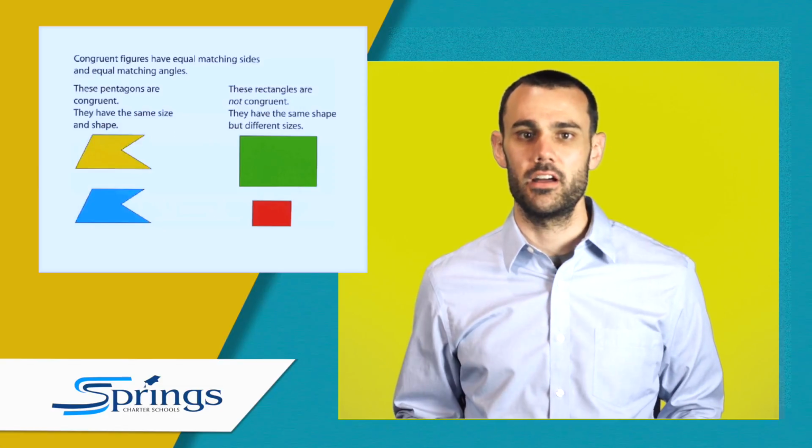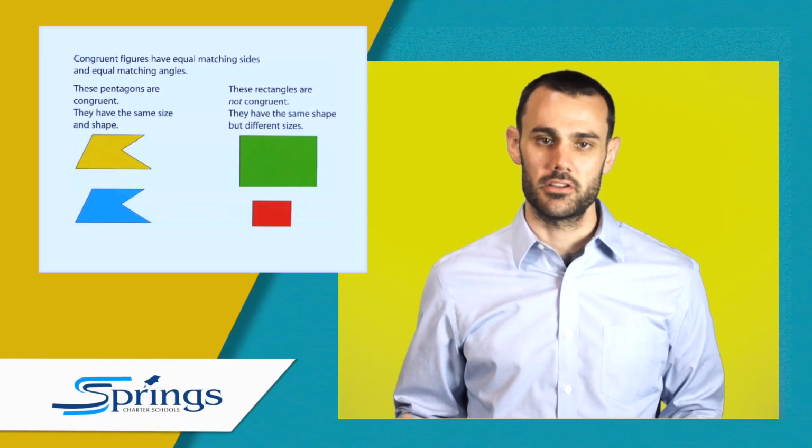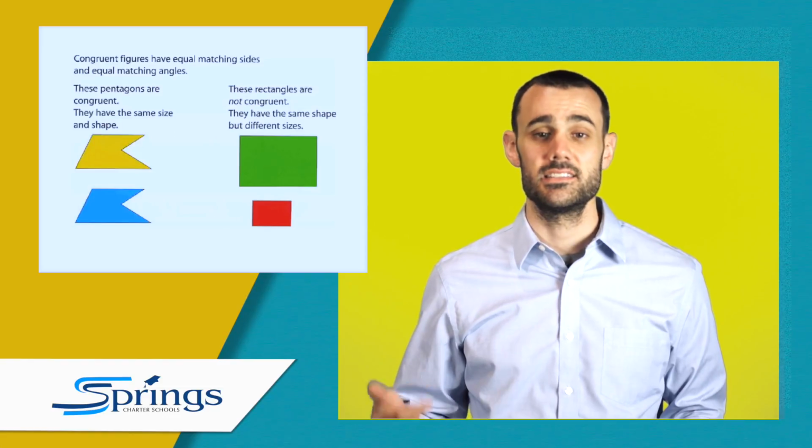However, we have a polygon here on the other side. One's yellow and one is blue. These shapes are congruent, same size, same shape.